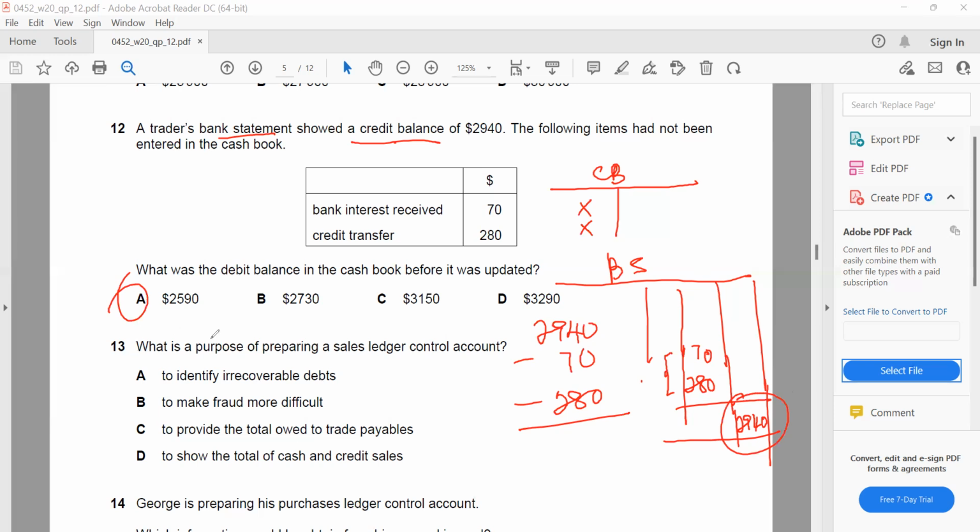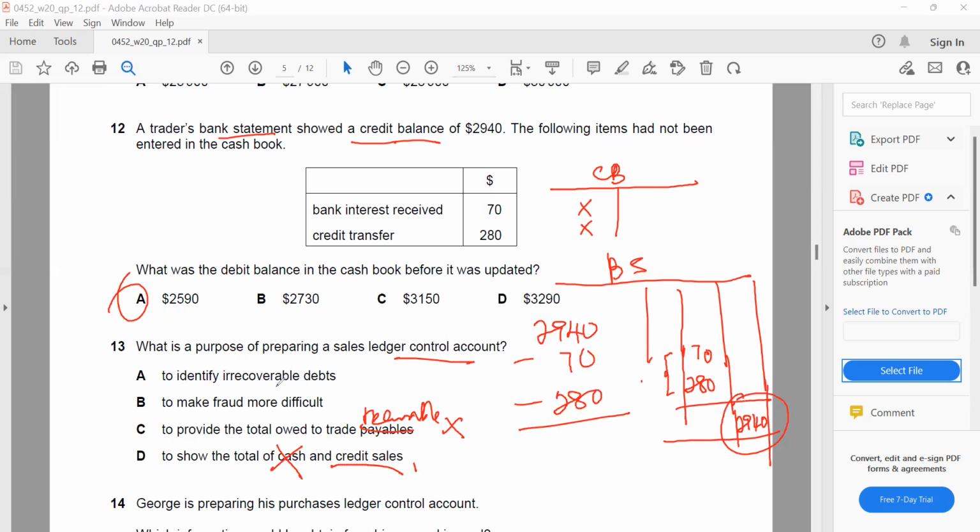Okay, question 13. What is the purpose of the sales ledger control account? Here: to identify irrecoverable debt, to make fraud more difficult, to provide the total owed to the trade payable, should be trade receivable, not the trade payable. So this is wrong. To show the total cash and the credit. So no cash, only credit sales. So this is also wrong.